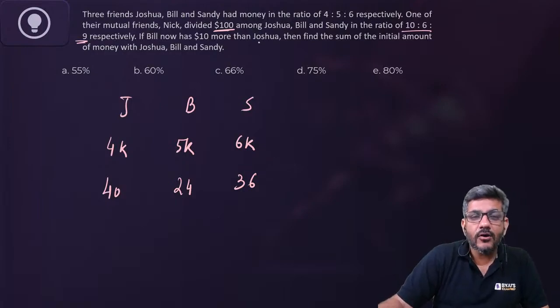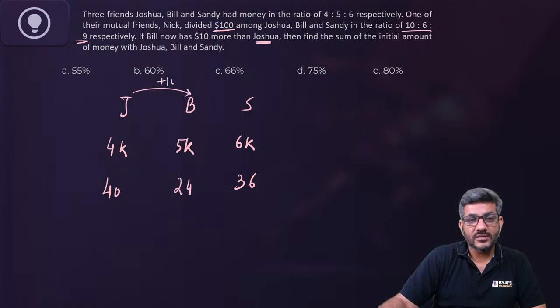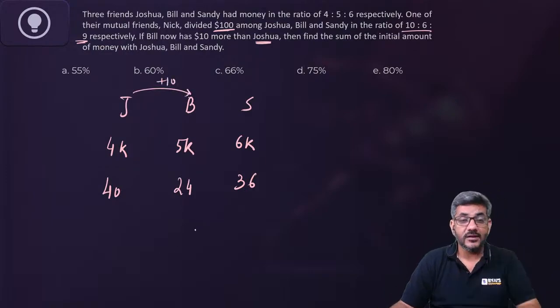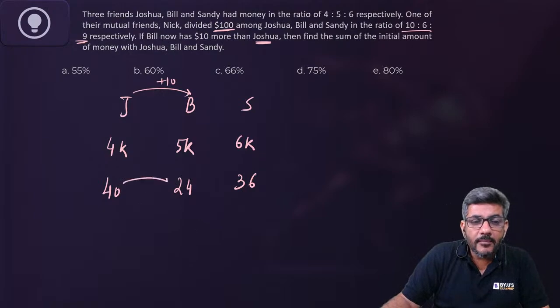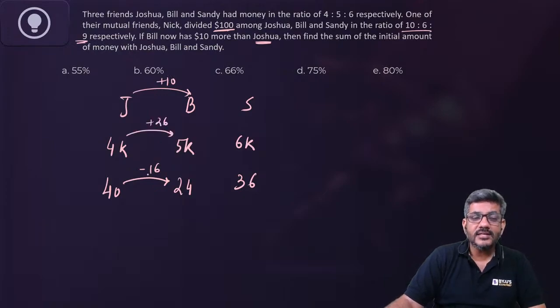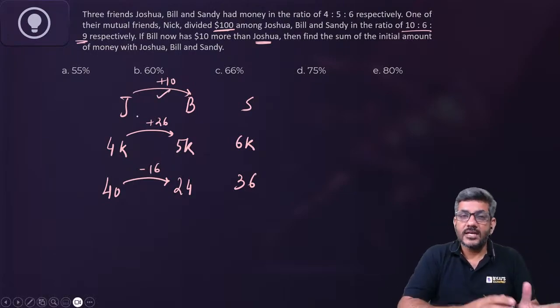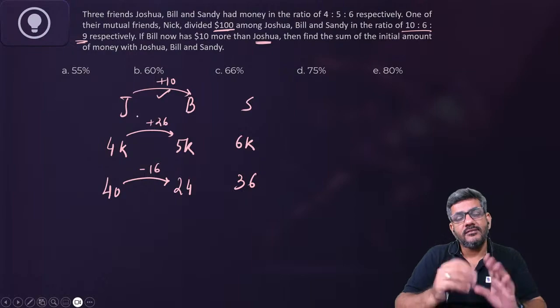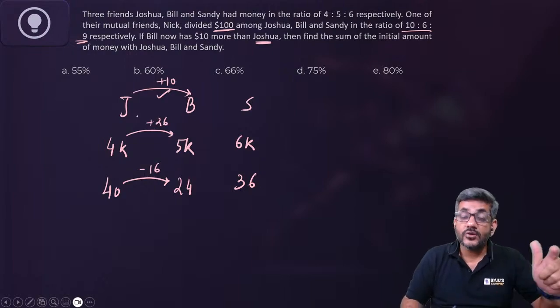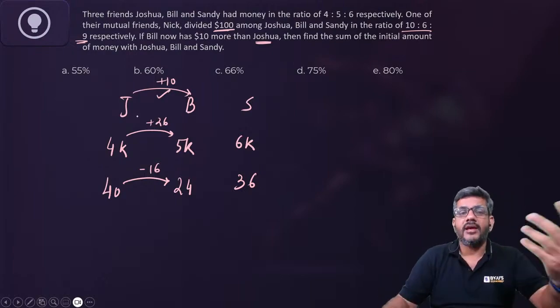Bill now has $10 more than Joshua. How is that possible? Just pay attention. From here, he has got $16 less. I want $10 more. So can I say this should be $26 more? So that 26 minus 16 becomes 10. Right? 40 minus 24 is 16. एक जगह पे तो he is having 16 less. At other place he should be having 26 more. So that net he will be having 10 more.